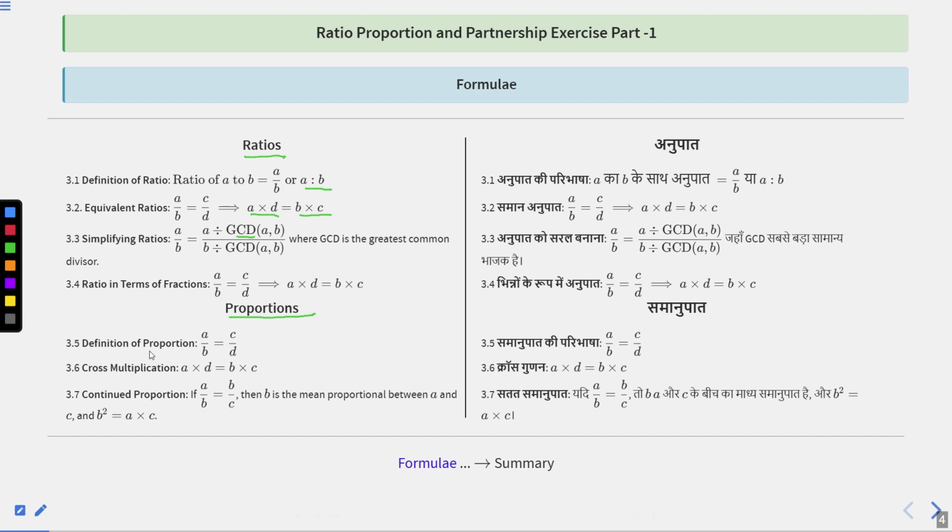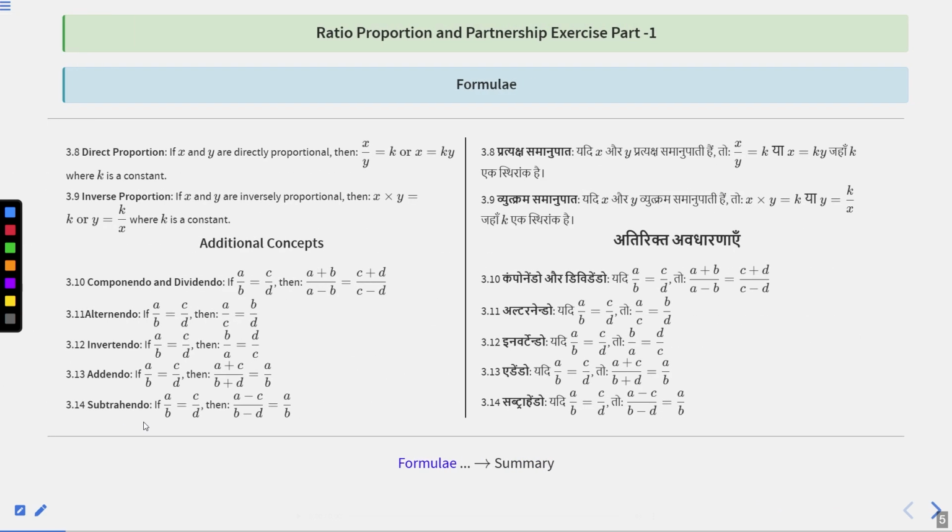Definition of proportion. If it is given that two ratios are equal, then we can say that these two ratios are in the same proportion. A upon B equals C upon D. Cross multiply, A into D equals B into C. Now, what is continued proportion? When A upon B equals B upon C, then B is the mean proportion between A and C. This is called continued proportion, which means B square equals A into C.